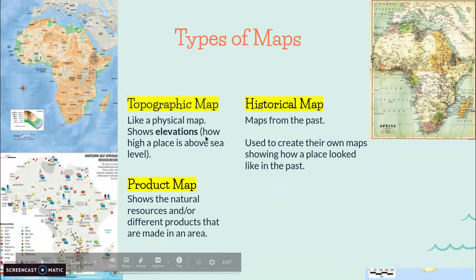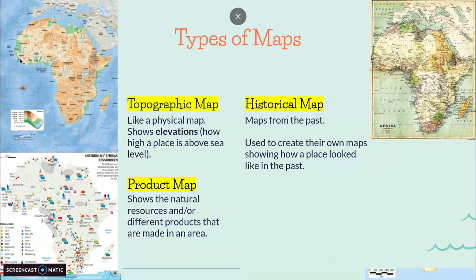Next, one that we did not talk about on Thursday that I'm just going to briefly mention: a topographic map. A topographic map is like a physical map. It shows the elevation of an area. And elevation is how high a place is above sea level.